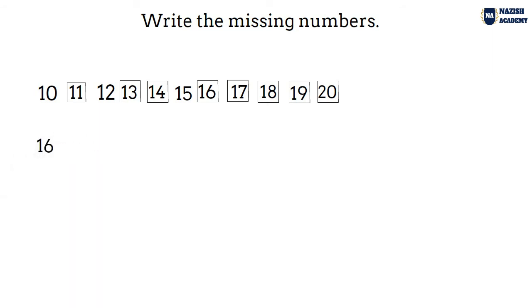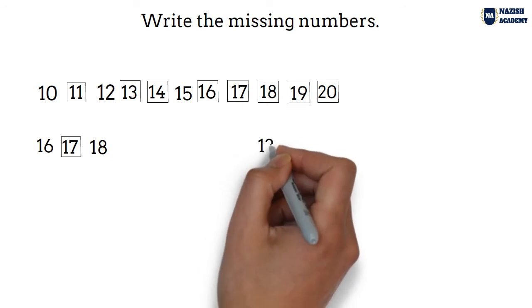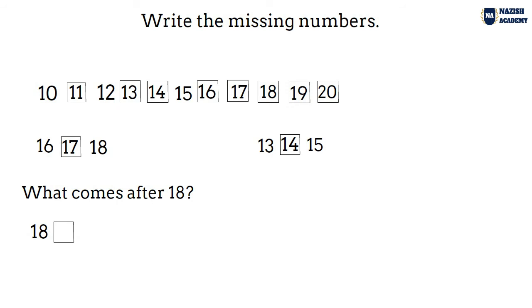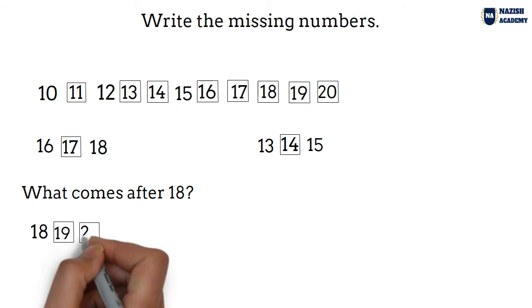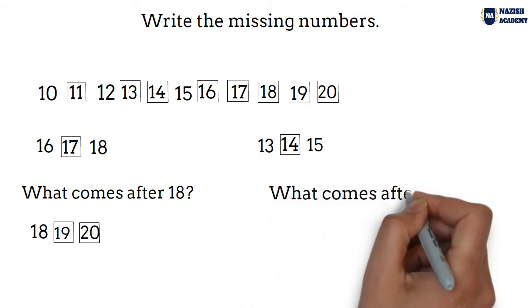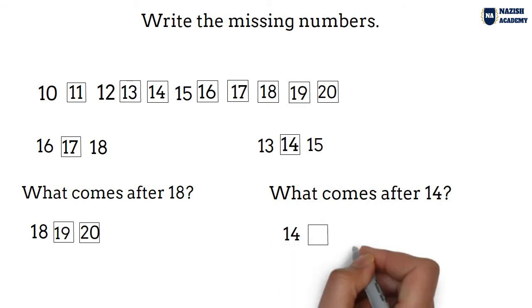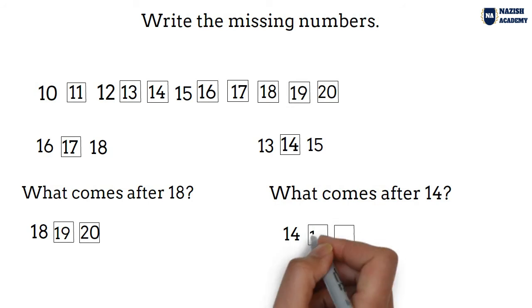16, box, 18. What comes after 16? 17. 13, box, 15. What comes after 13 and before 15? 14. What comes after 18? 18, box, box. Tell me what comes after 18? 19. And what comes after 19? 20. Good. What comes after 14? 14, box, box. 15. And after 15 what comes?